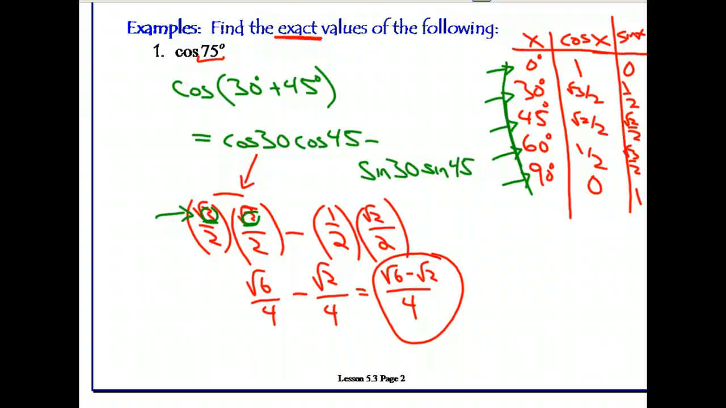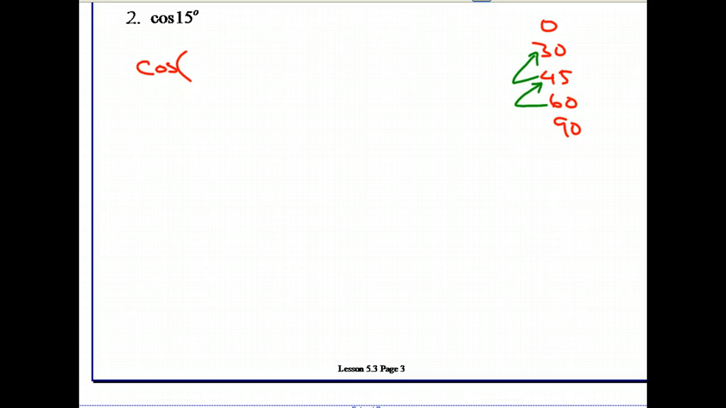Let's try it again. Another example, how about 15? Well, look at your chart. Remember it had the 0, 30, 45, 60, and 90 on it? How would you ever get 15 degrees? You've got a couple possibilities, and either one will work. How about 60 minus 45? Or how about 45 minus 30? Pick one. Doesn't matter. Let's go 60 minus 45.